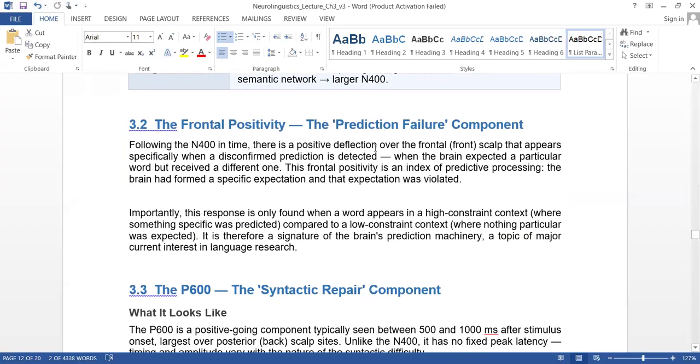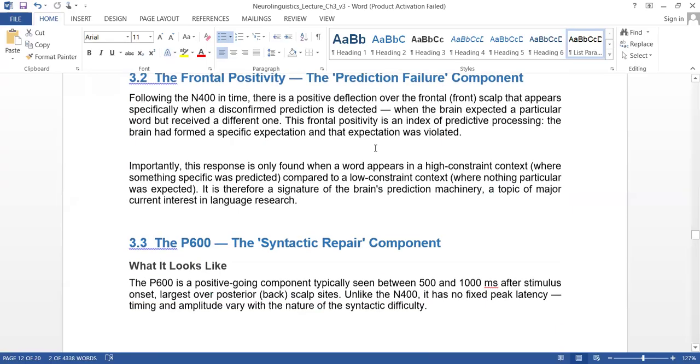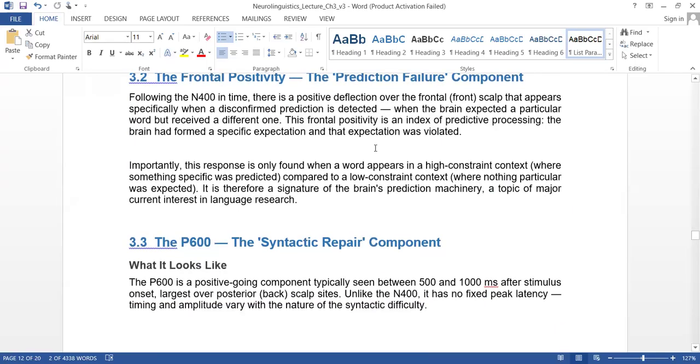All right, then frontal positivity, the prediction failure component. Following N400 in time, there is a positive deflection over the frontal scalp that appears specifically when a disconfirmed prediction is detected, when the brain expected a particular word but received a different one. This frontal positivity is an index of predictive processing. The brain had formed a specific expectation, and that expectation was violated. I think I've already talked about all of these things a lot.